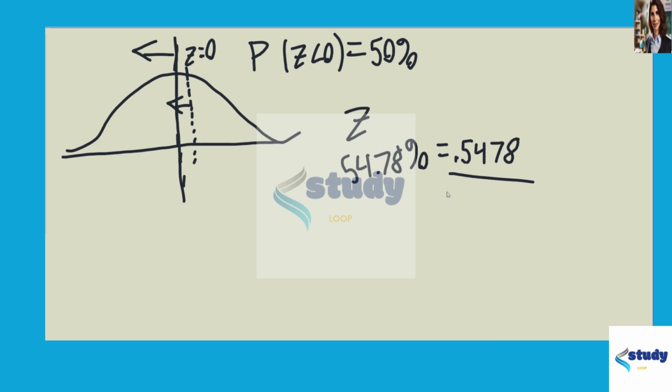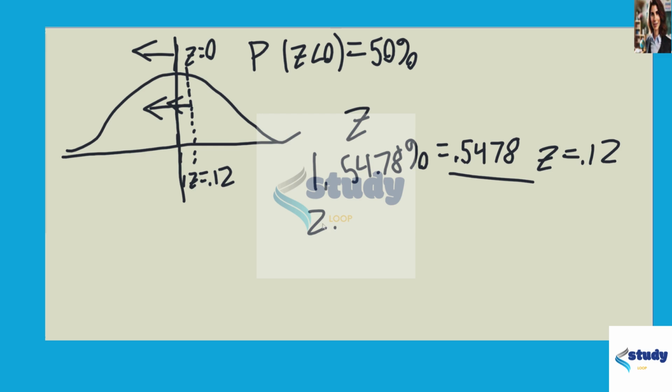Looking at my table, I can see a value exactly 0.5478. If I didn't have a 0.5478 there, I'd find the value that was closest. The z-value associated with 0.5478 is 0.12. So this z-value right here is 0.12, and 54.78% of the area under this curve is to the left of that point under the normal curve. That was the first part of my question.